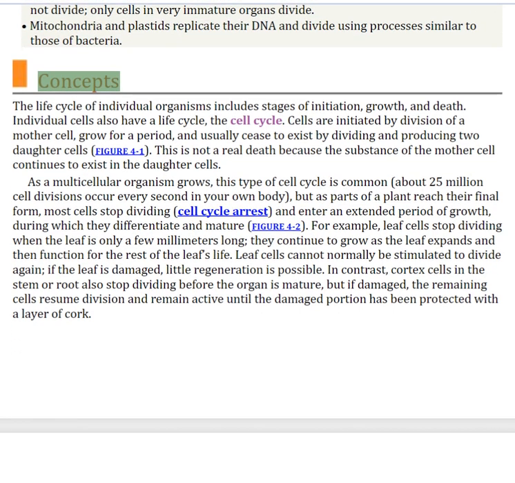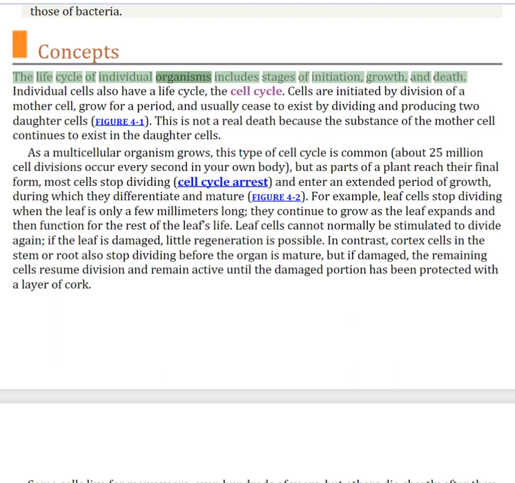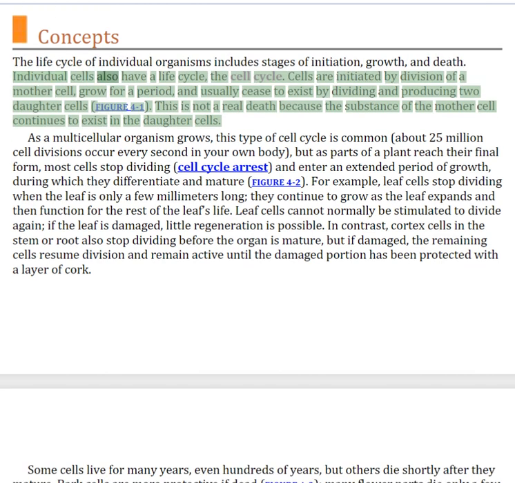Concepts. The life cycle of individual organisms includes stages of initiation, growth, and death. Individual cells also have a life cycle, the cell cycle. Cells are initiated by division of a mother cell, grow for a period, and usually cease to exist by dividing and producing two daughter cells. This is not a real death because the substance of the mother cell continues to exist in the daughter cells.